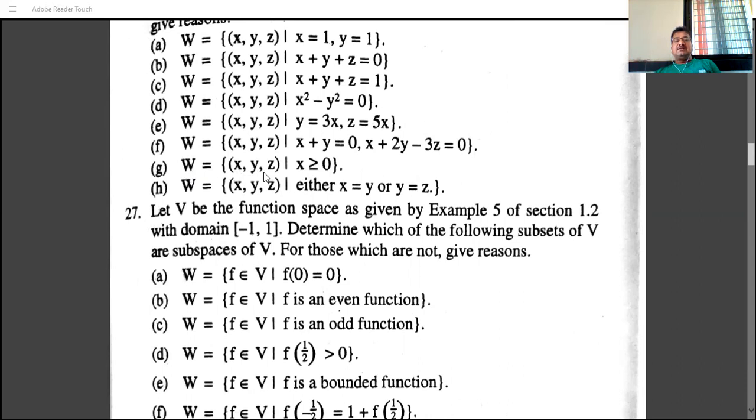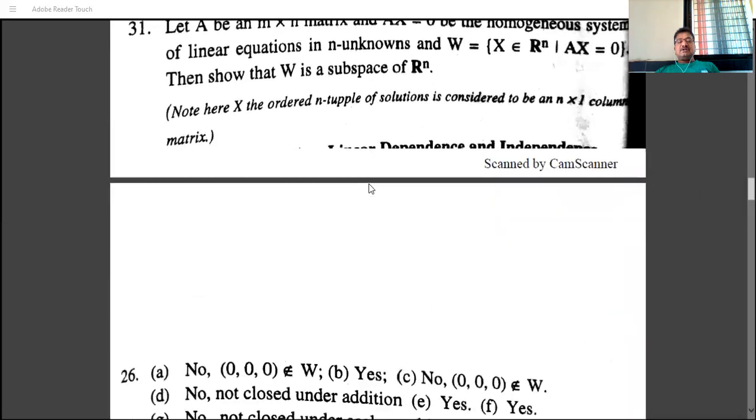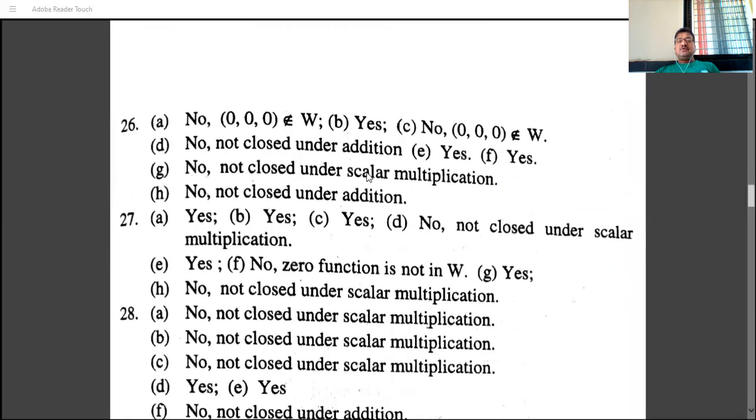And then if you take scalar k equal to minus 2, then k into u bar, that is 1, 2, 3 into minus 2, is minus 2, minus 4, minus 6, which is not an element of W, because the x coordinate is not greater than or equal to 0, and so it is not closed for scalar multiplication. Therefore the second property fails for G, and therefore G is not a subspace. Here G is not closed under scalar multiplication. H is not closed under addition.